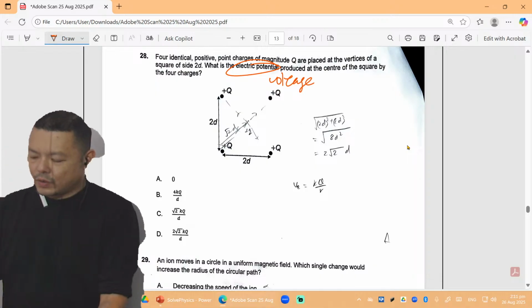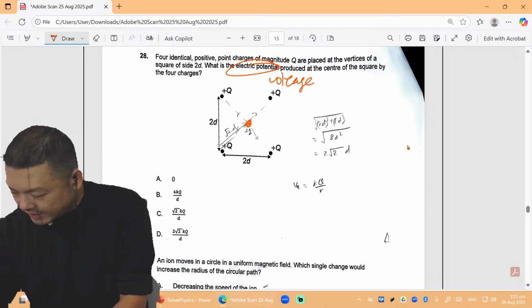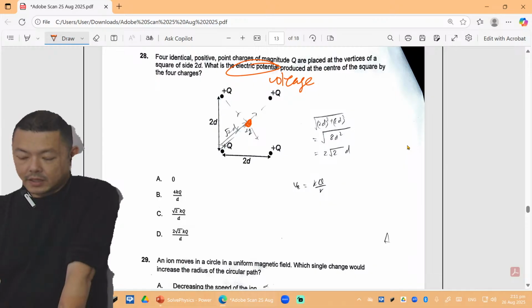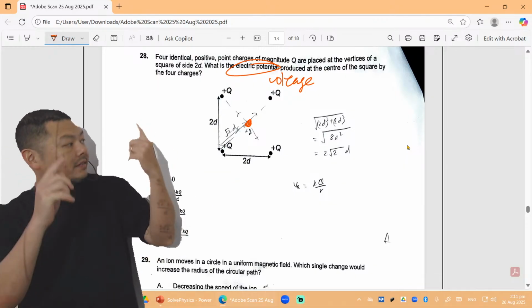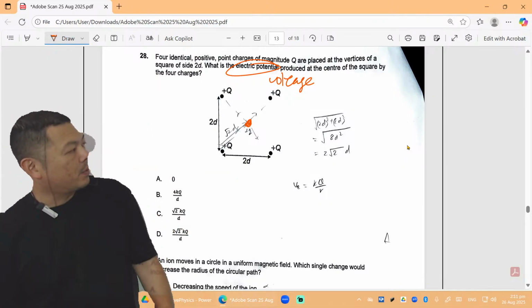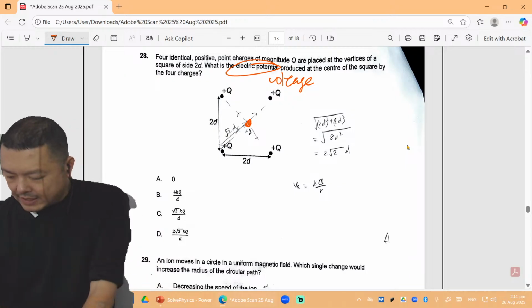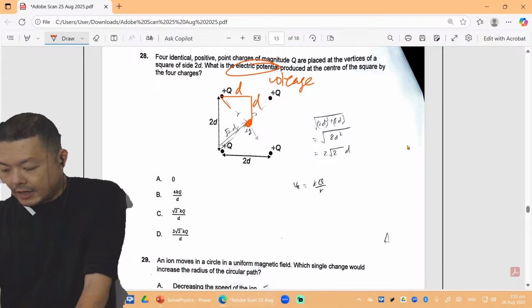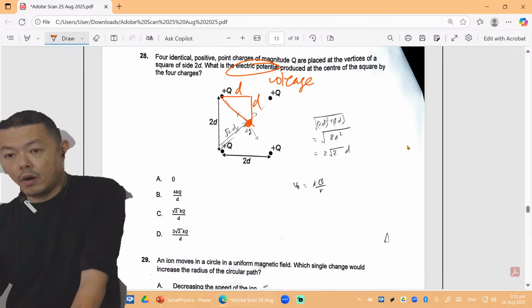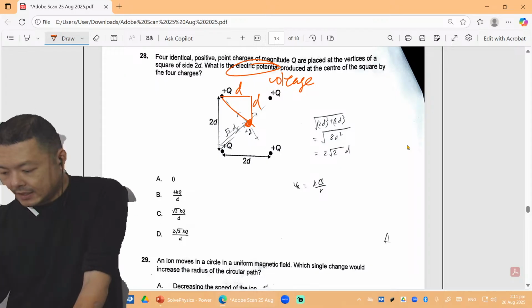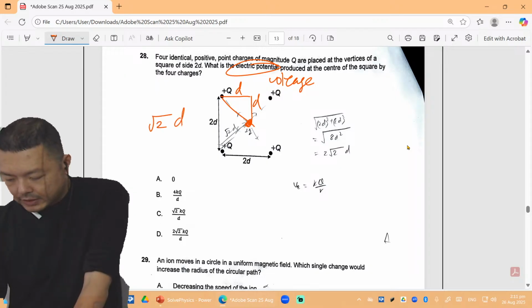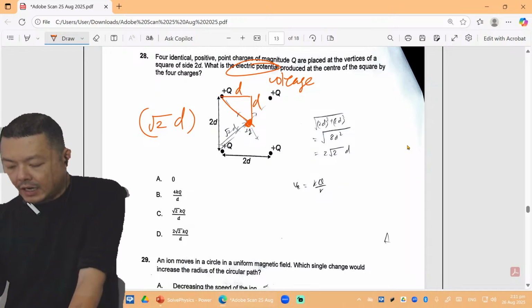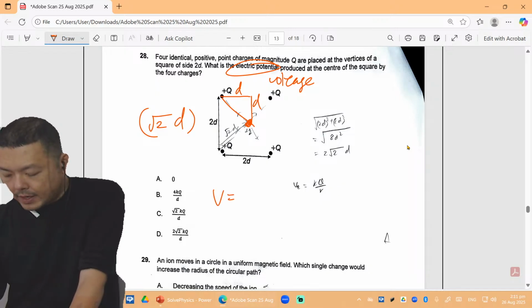Voltage. All you have to figure out is what's the total voltage in the center, right? So you just need to figure out one. So you would reckon that this is D, this is D, D and D, right? So this one here will be square root of 2D, right? So the hypotenuse is square root of 2 times D, and the voltage of 1 will be KQ over square root of 2D.